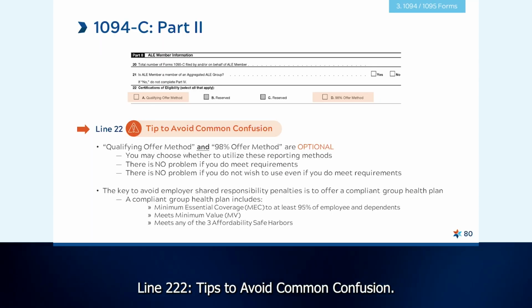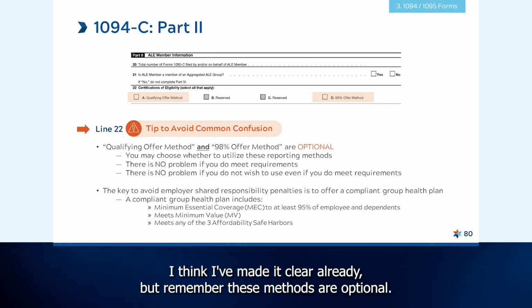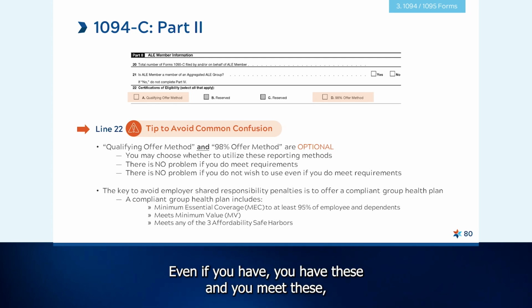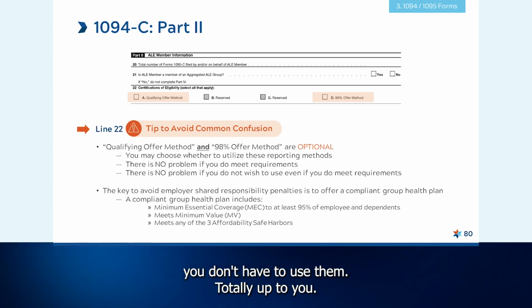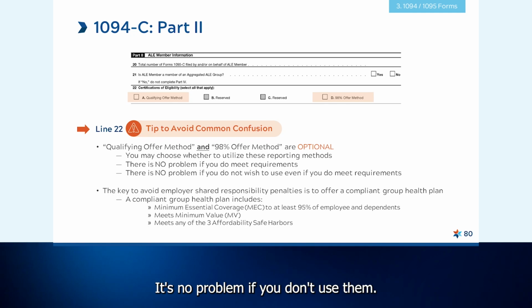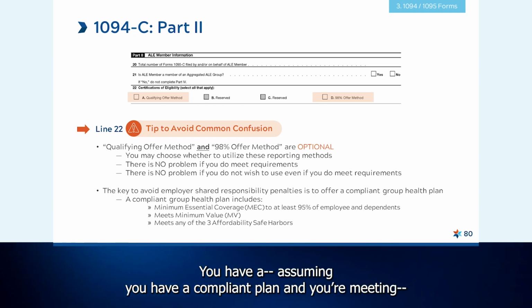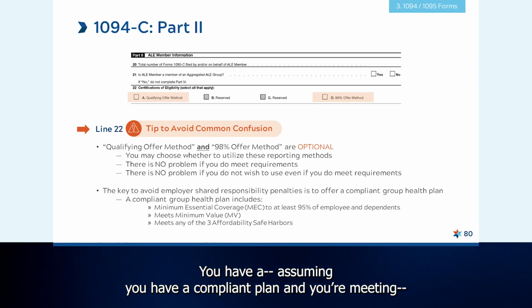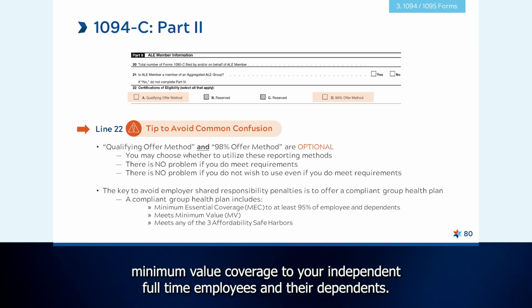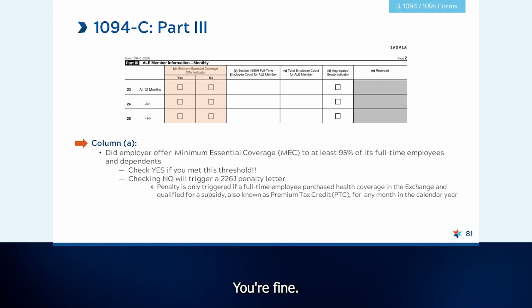Line 22, tips to avoid common confusion. Remember, I think I've made it clear already, but these methods are optional. Even if you meet these, you don't have to use them. Totally up to you. It's no problem if you don't use them. Assuming you have a compliant plan and you're offering affordable minimum value coverage to your full-time employees and their dependents, you're fine.